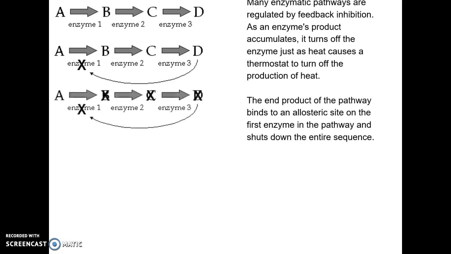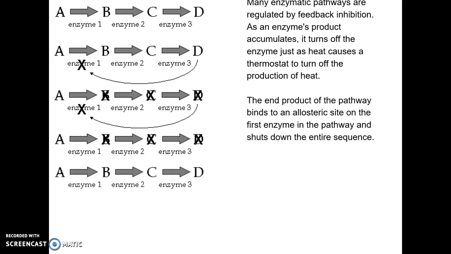And so if there's no D, then enzyme 1 works perfectly, causing B, causing C, causing D, and then D inhibits enzyme 1, loss of B, loss of C, loss of D, and the inhibition is relieved. So that's the plan for feedback inhibition.